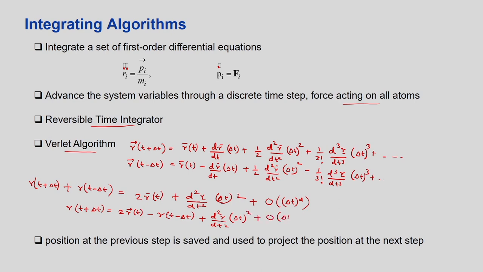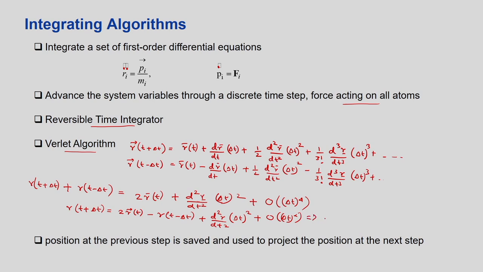Again, it will be of the order of delta t to the power of 4. So, if I want to progress with a time step of delta t, you need to know the current time step and the previous time step, okay. Then you will be able to compute what will be the next time step, okay.